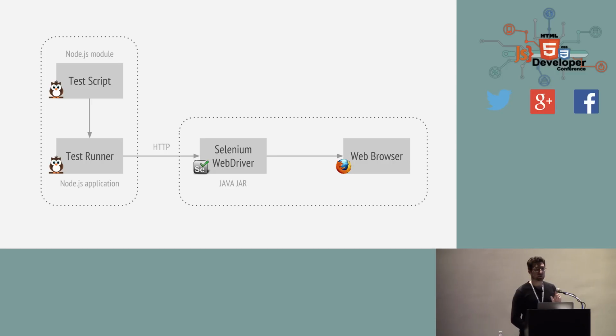So Nightwatch itself, like I mentioned, is giving you these two components on the left. It gives you an API for writing your tests, and your tests are actually just Node modules. So if you're already familiar with Node, it's pretty trivial to implement a basic test. And then the test runner itself is a Node.js application, which you can easily install with an npm install.